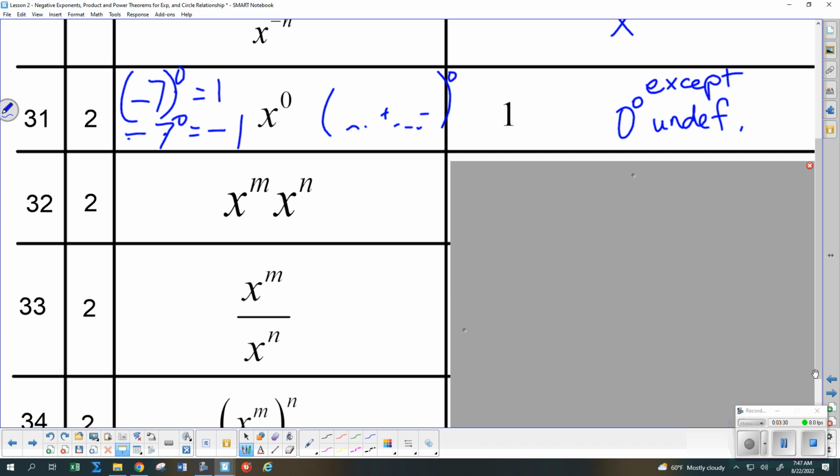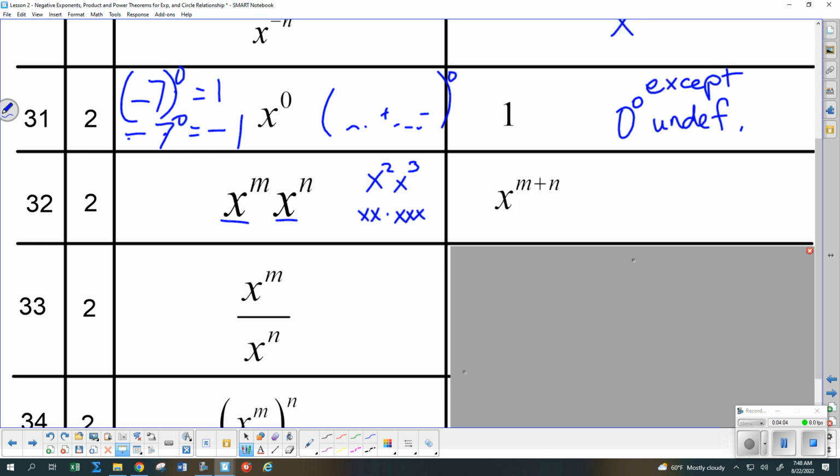What do we do when we have same base, 2 different exponents, and they get multiplied? And anytime you get a little bit confused, you can always think about an easy example in the margin. X squared x cubed would be xx times xxx. How many x's altogether? So x to the, everybody? 5th. So what do we do in general with those exponents? Add them. 2 plus 3 is 5.